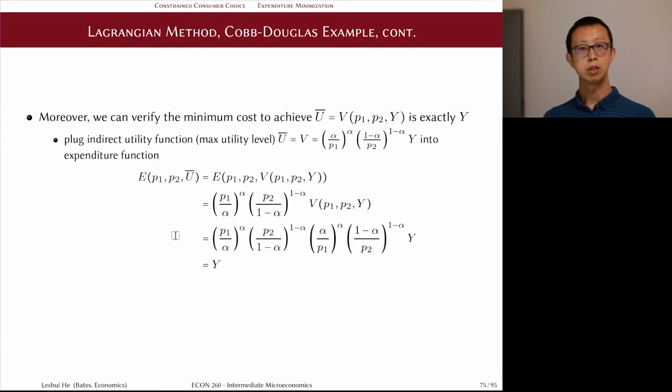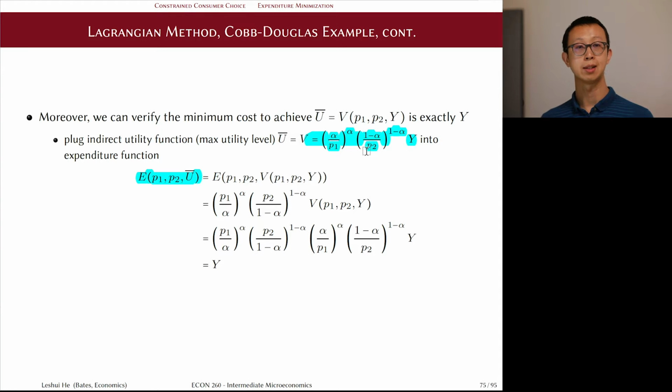To verify this, we need to make use of the expenditure function that we just derived. Remember that the expenditure function directly tells us the minimum amount of expenditure we need in order to reach this level of utility u bar when the prices are P1 and P2. In this case, we want to check what is the expenditure needed to reach the maximum level of utility we could get when we had a budget of y and faced prices P1 and P2, which is given by the indirect utility function.